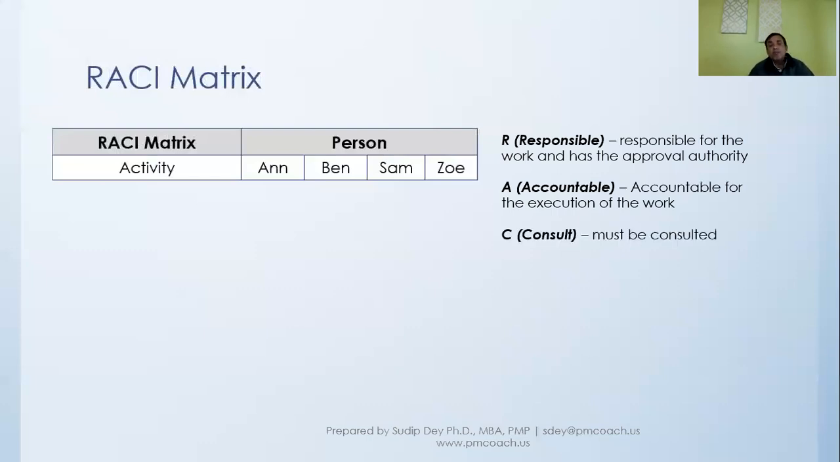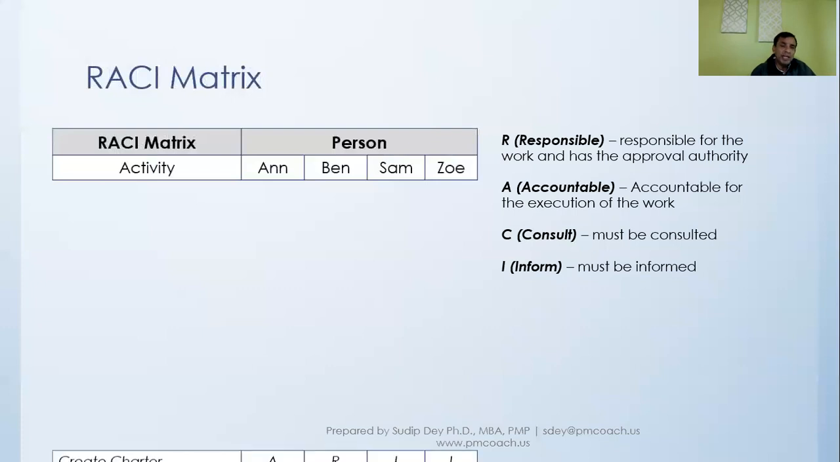Then there will be one person, maybe, who has to be consulted, probably because this person is not directly executing, but has knowledge, some expert insights that will be helpful for that activity, and that person must be consulted. And I is informed. Maybe this is the person we need to keep informed of this activity, because this person is one of the stakeholders interested in what is happening in that activity, when it is getting over, and if there are any issues, and so on and so forth.